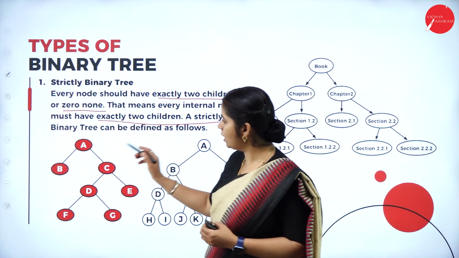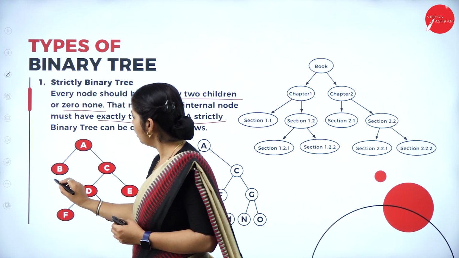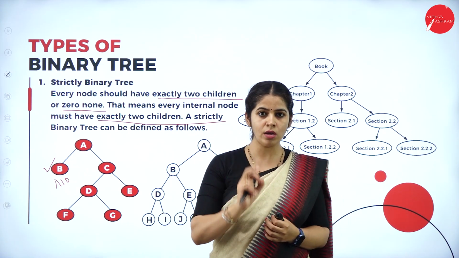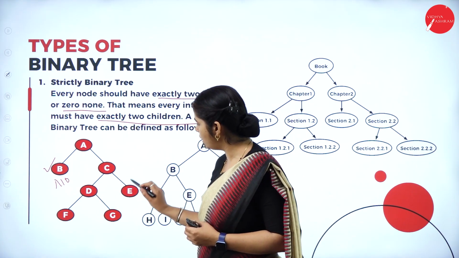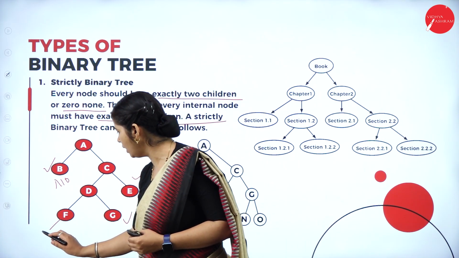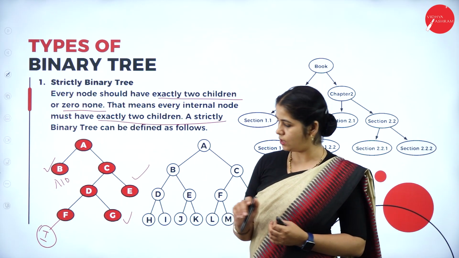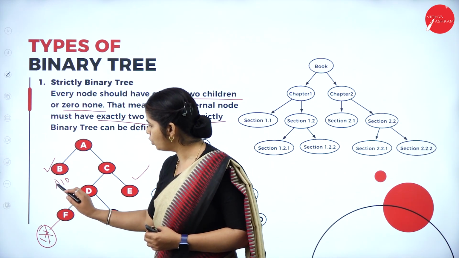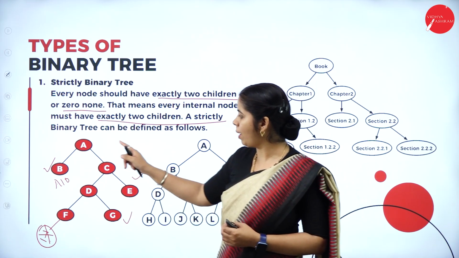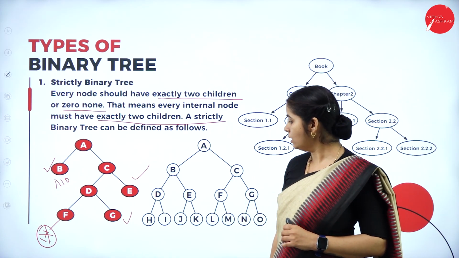Okay, how do we represent it? Here A is having 2 children, that is B and C. B is having no child, so it is allowed, right? It should have 2 or 0. Now C is having 2 children, allowed. F and G are having 2 children. If I have something like that here, this is not a strict binary tree. This is not allowed. Either there should be no children, or it should have 2 children. Such type of representation in a binary tree, we call it a strict binary tree.